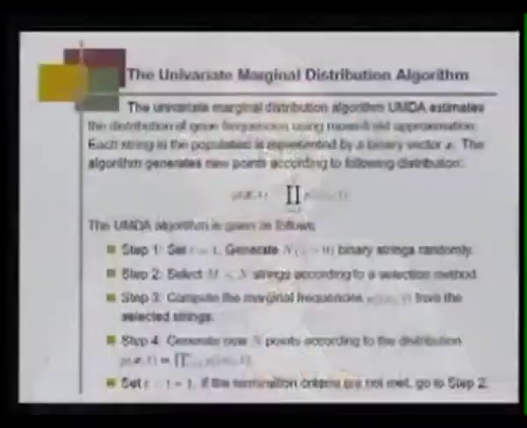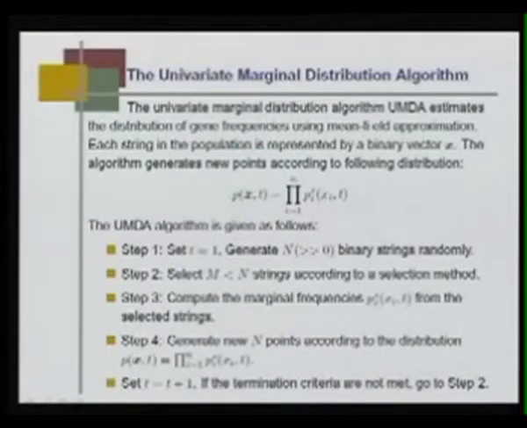We will now, of course, this is just a simple example. The fuzzy logic controller performance can also be further improved. We will now discuss another evolutionary computation approach for optimization. The univariate marginal distribution algorithm, UMDA, estimates the distribution of gene frequencies using mean field approximation.